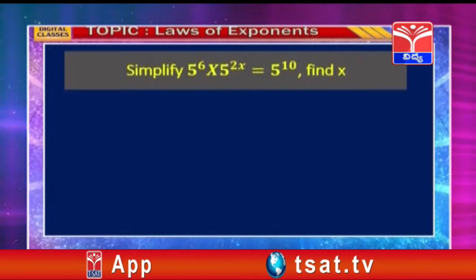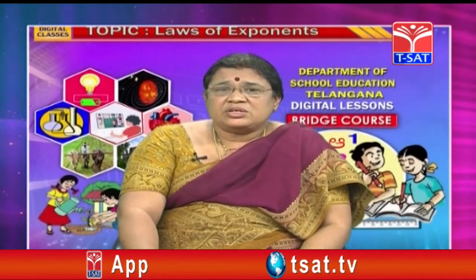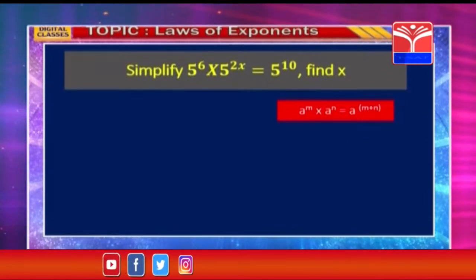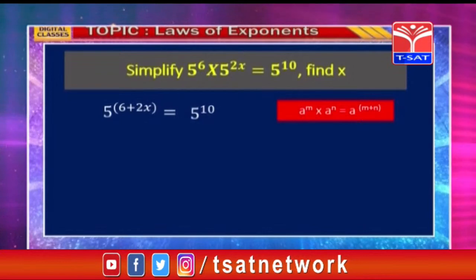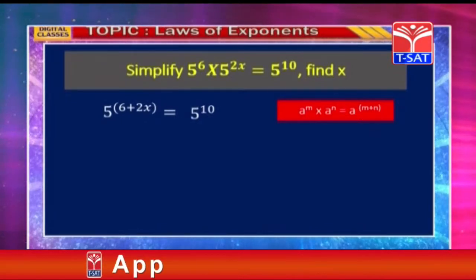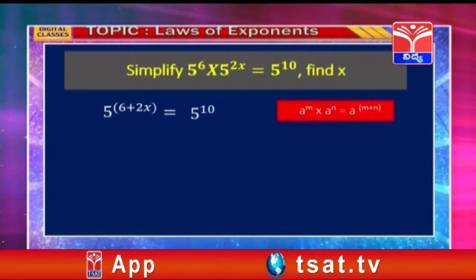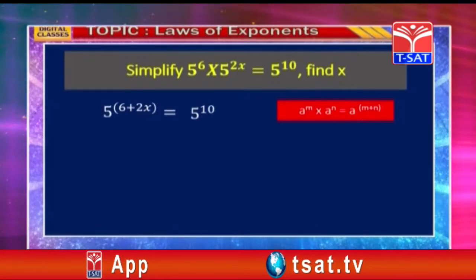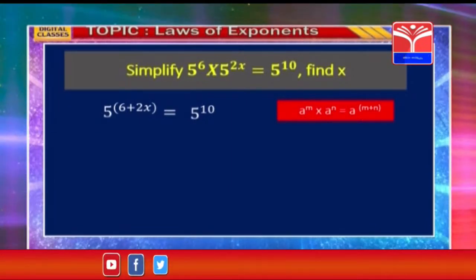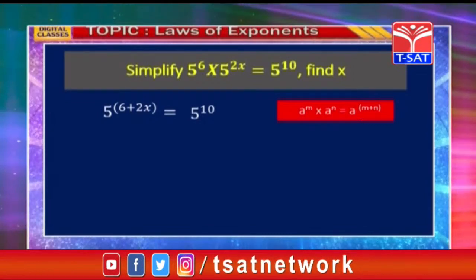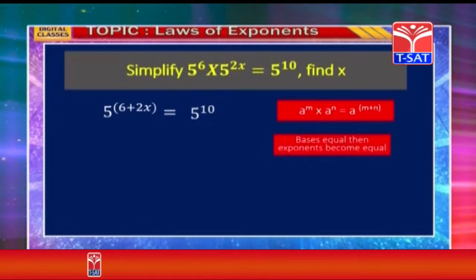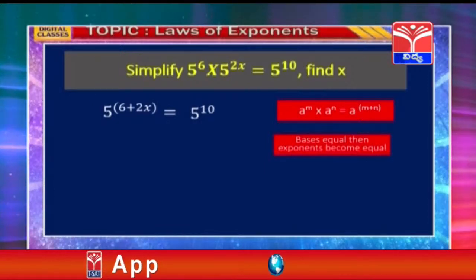Now we'll do some problems. See here, 5 to the power of 6 into 5 to the power of 2x is equal to 5 to the power of 10. Now here you have to find out the x value. When the bases are equal and there is multiplication in between, the powers will add up. You can write like this. When the bases are equal, the powers will ultimately become equal. 6 plus 2x is equal to 10.